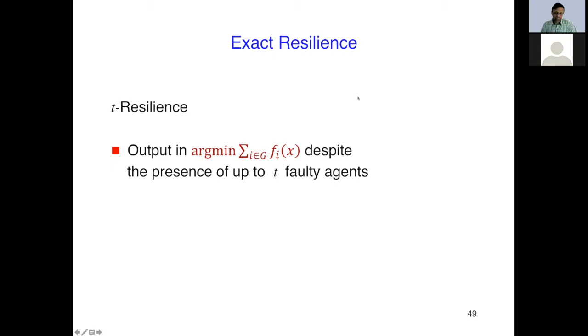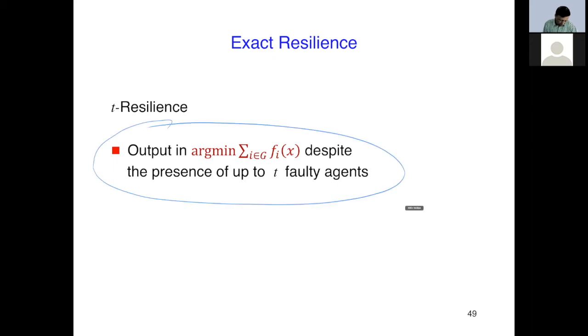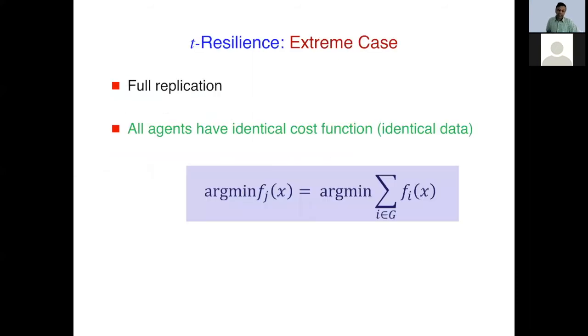And the question is, if you want to do that, what properties do the functions need to have? This goal is what we're going to call T resilience. Tolerating T faults is what we're going to call T resilience. So before I state the condition under which T resilience is possible, let's take a trivial example in which T resilience is in fact possible.